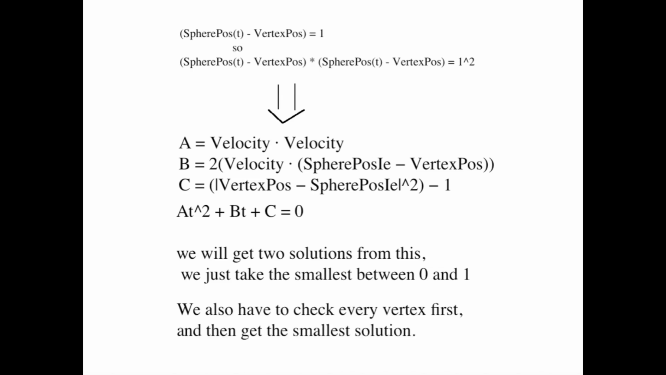And also, we have to check every vertex before we make any conclusions about which type of collision packet we want to send. Because we might check the first vertex and detect a collision, but that doesn't mean that the second or third vertex isn't actually closer to us, and we want to only detect the collision with the closest position. So we will do that first as well. All right, let's jump back into the code and actually write this all out.